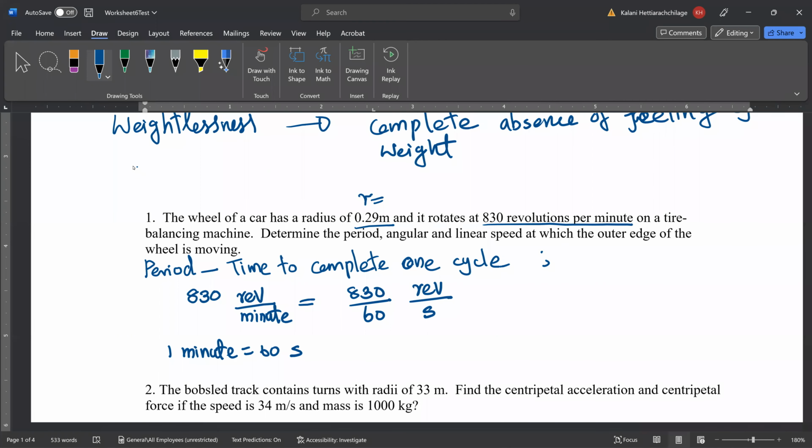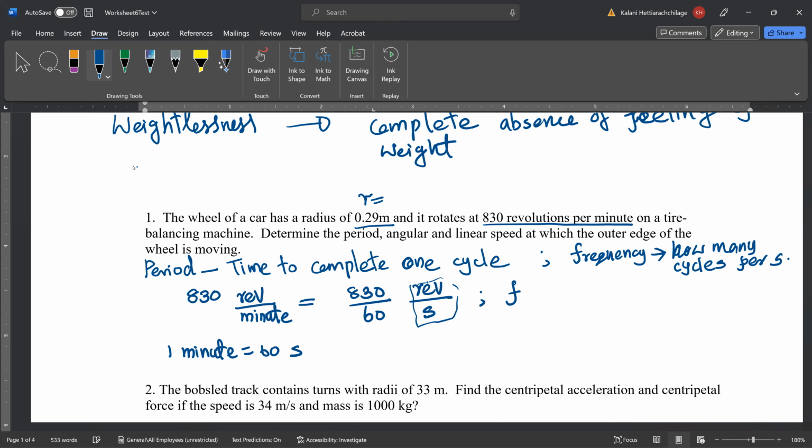So frequency, the symbol f, is basically how many revolutions per second. How many cycles? I'm going to use cycles per second. We call it the frequency. Now you see that revolutions per second is the unit. That means this given number divided by 60 is actually the frequency of the problem. So you need to understand that first. So we found the frequency.